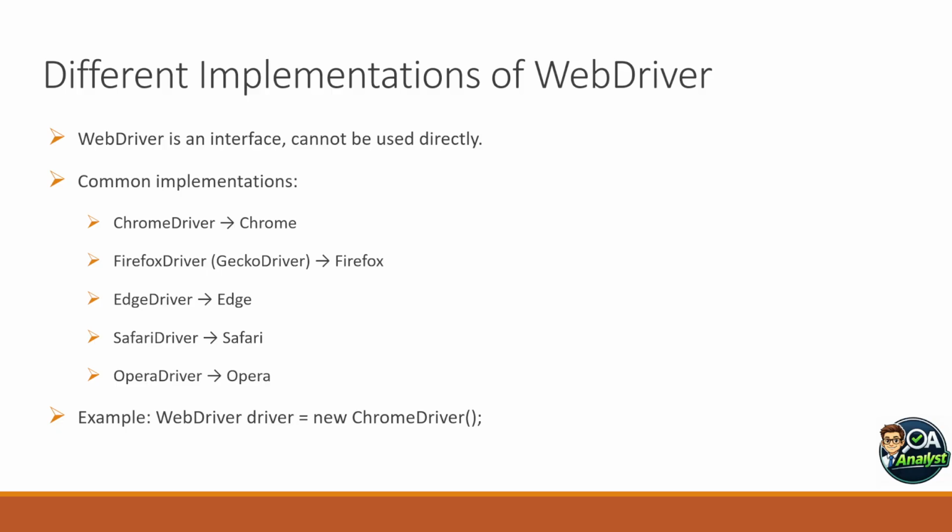So when we write WebDriver driver = new ChromeDriver(), we are creating an object of the ChromeDriver class, which implements the WebDriver interface and allows us to automate Chrome. So these are the different implementations. Similarly, if you want to use the Firefox browser, then we can use WebDriver driver = new GeckoDriver(). And similarly for other browsers.